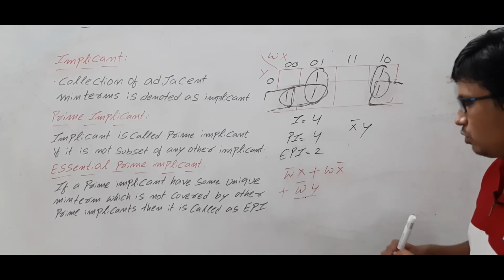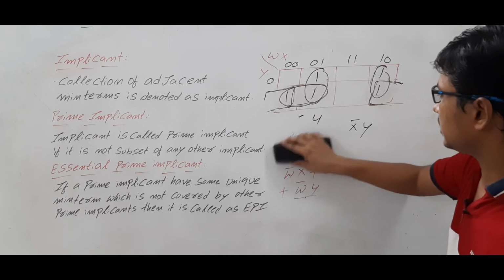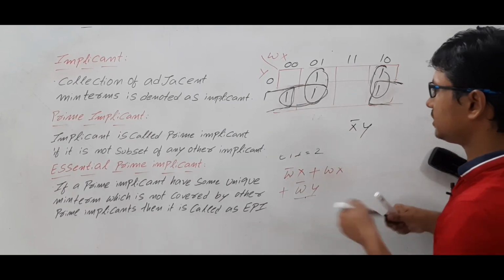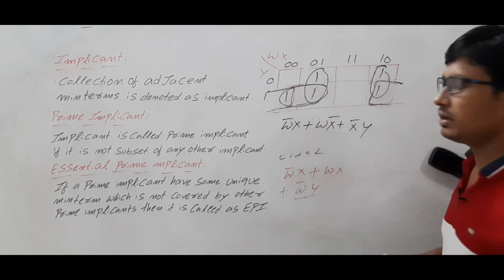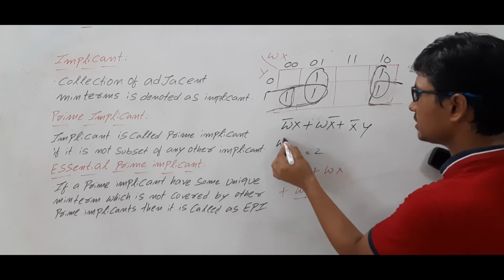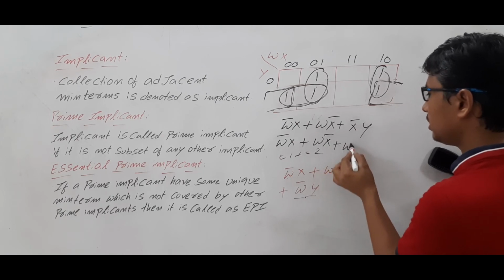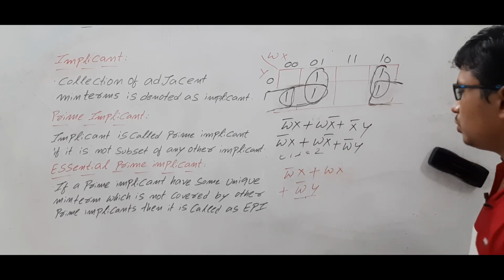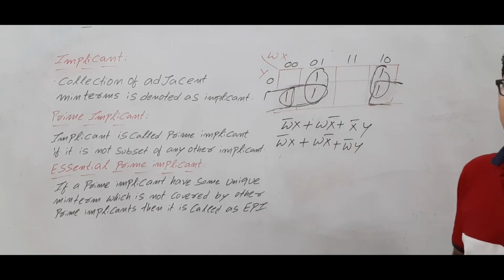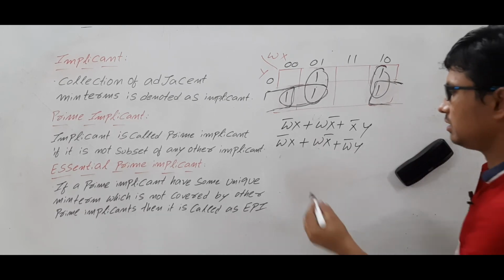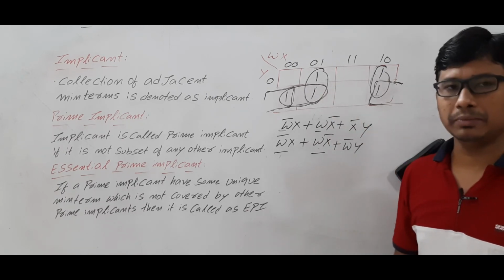So two minimal Boolean expressions can come. What are they? Let me define here. One is W complement X or W X complement or X complement Y. Another one is W complement X or W X complement or W complement Y. These are the two minimal expressions possible over the given K-map. Am I right or wrong? Now if you see, these two are common in both. These two only I said are essential prime implicants.